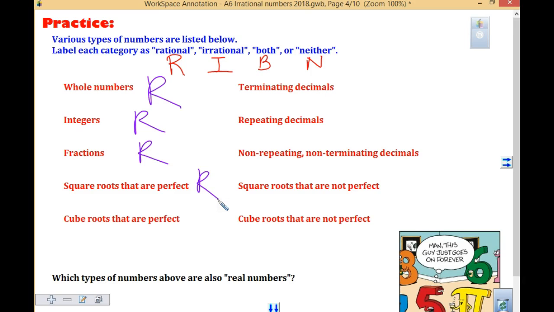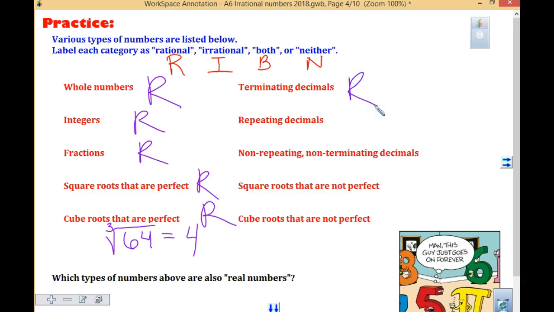Turn back. So this would be like the cube root of, and I put this 3 up here, of 64. That actually equals 4. So this is going to be a rational. Okay? If it's perfect, that's the key thing. If it's perfect, it's rational. Now I go up here for terminating. What do you think? Rational.